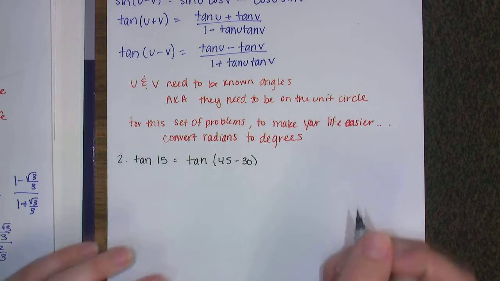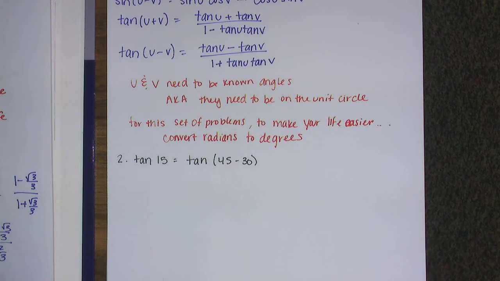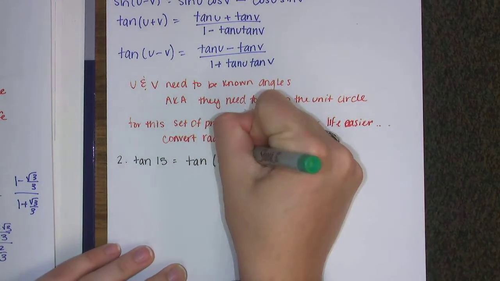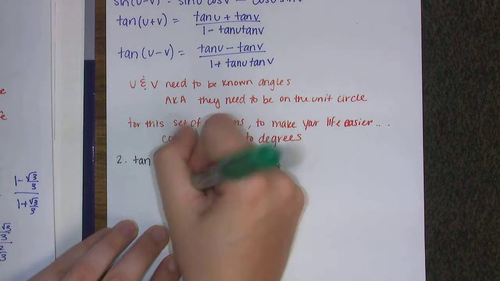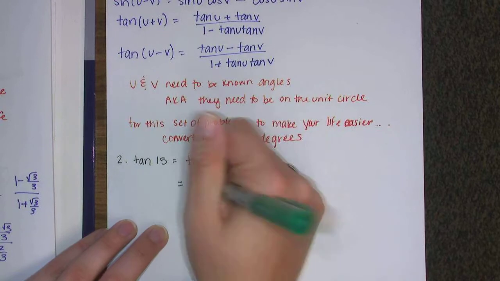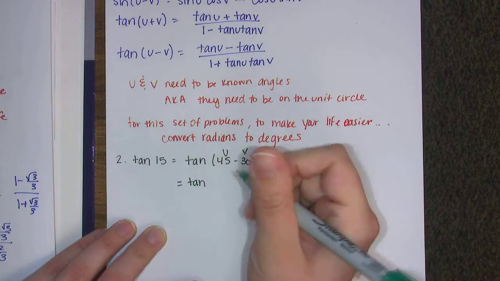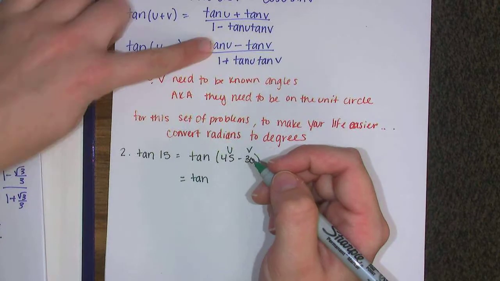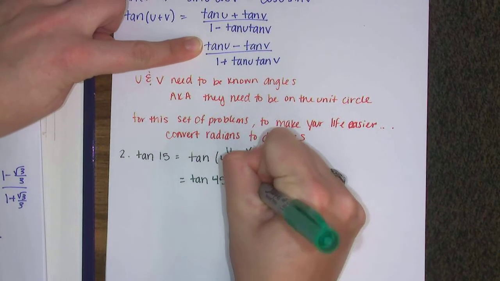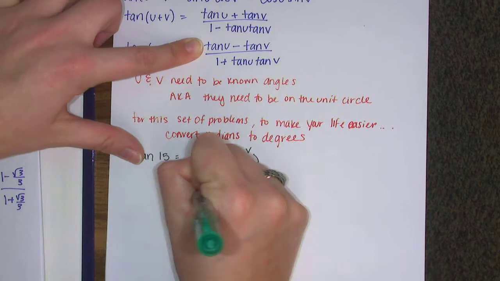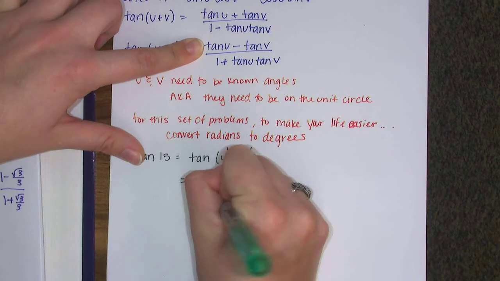So now, just for this first one, okay, 45 is u, 30 is v. So this is equal to the tangent of, okay, we're following the difference formula, so the tangent of 45 minus the tangent of 30 all over 1 plus the tangent of 45 tangent of 30.